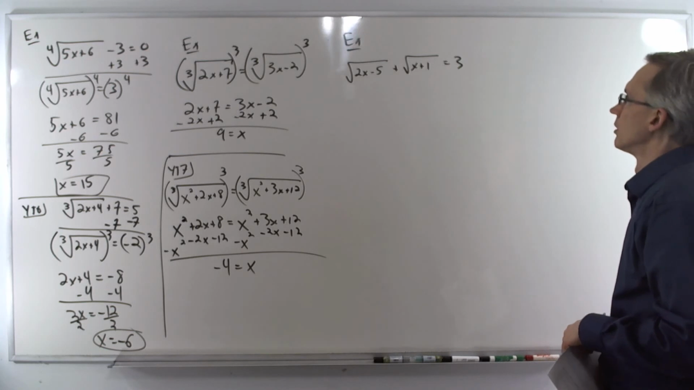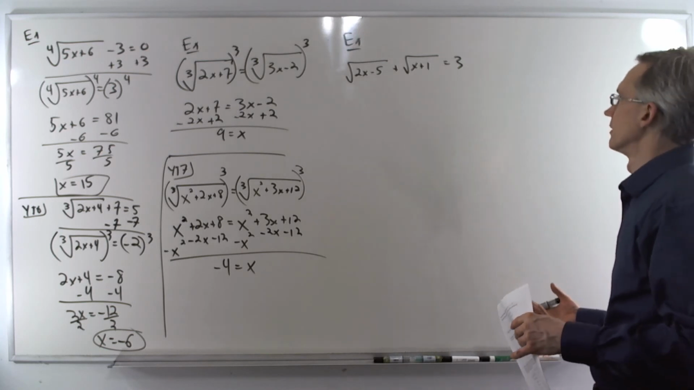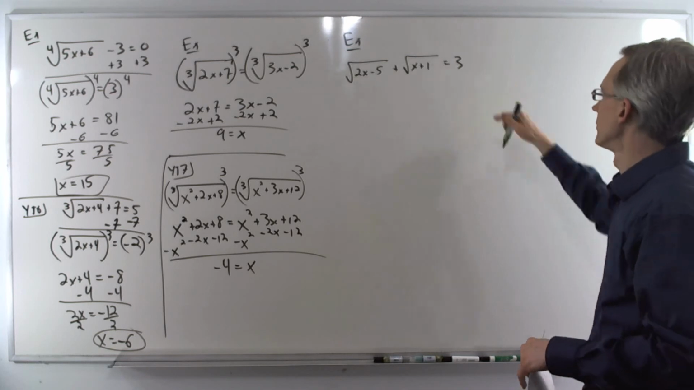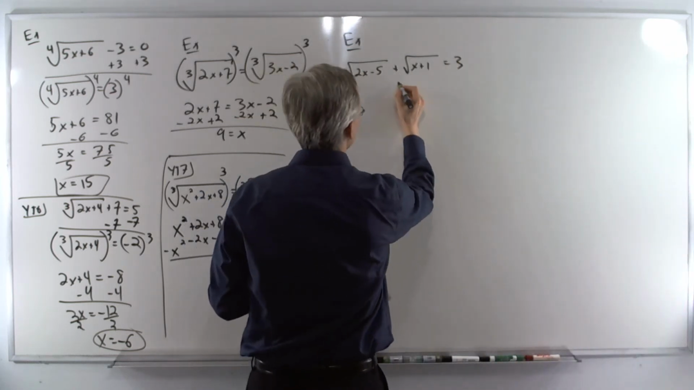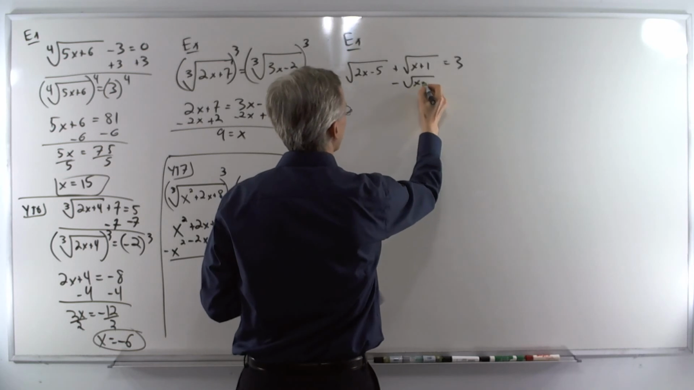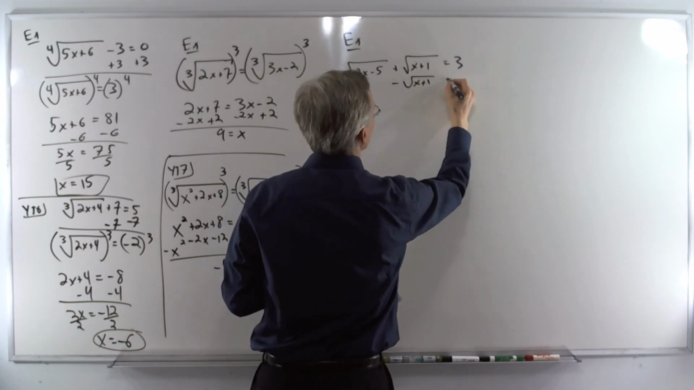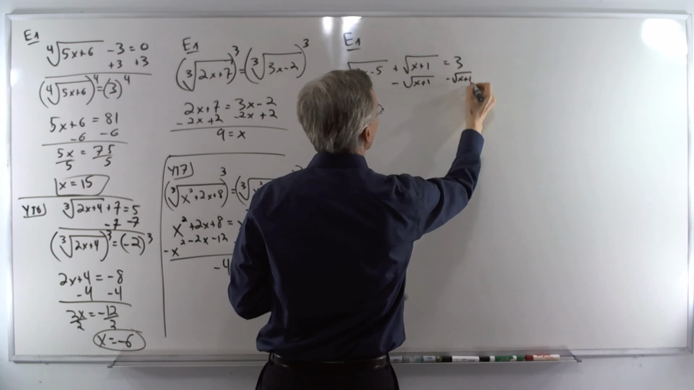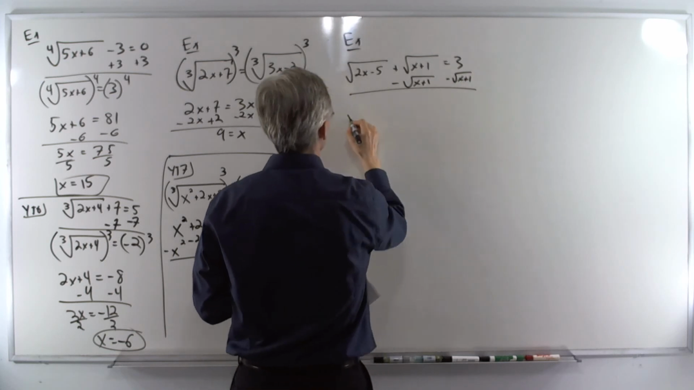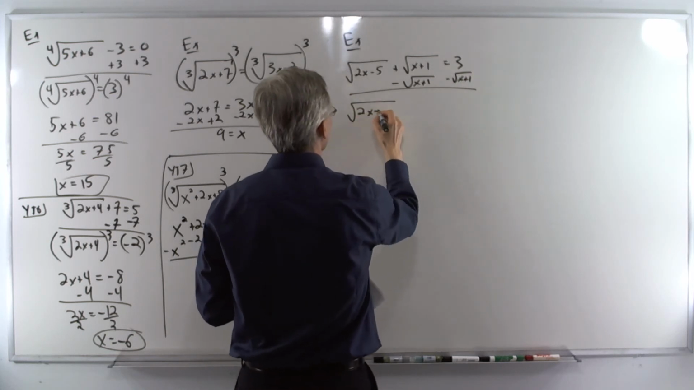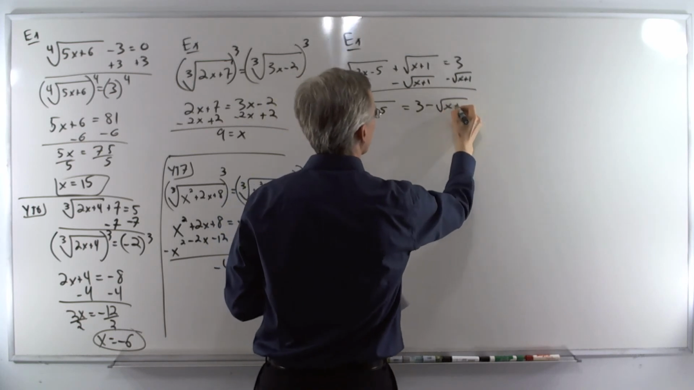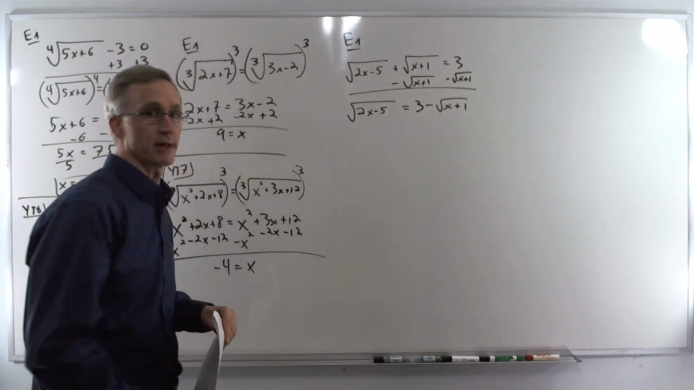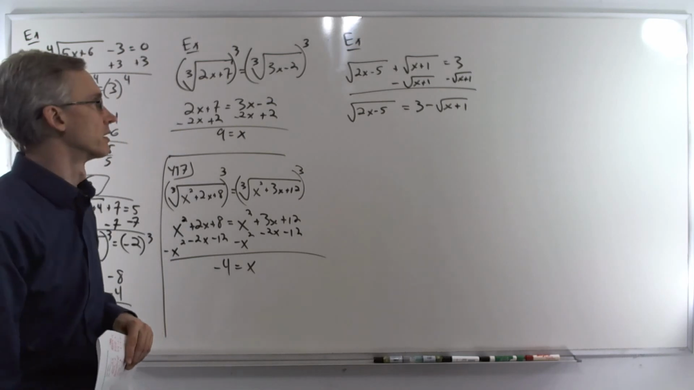Now, we want to get one of the radicals by itself. So I'm going to subtract the square root of x plus 1 from each side. That gives us the square root of 2x minus 5 equals 3 minus the square root of x plus 1. So that's the best we can do before we start squaring.